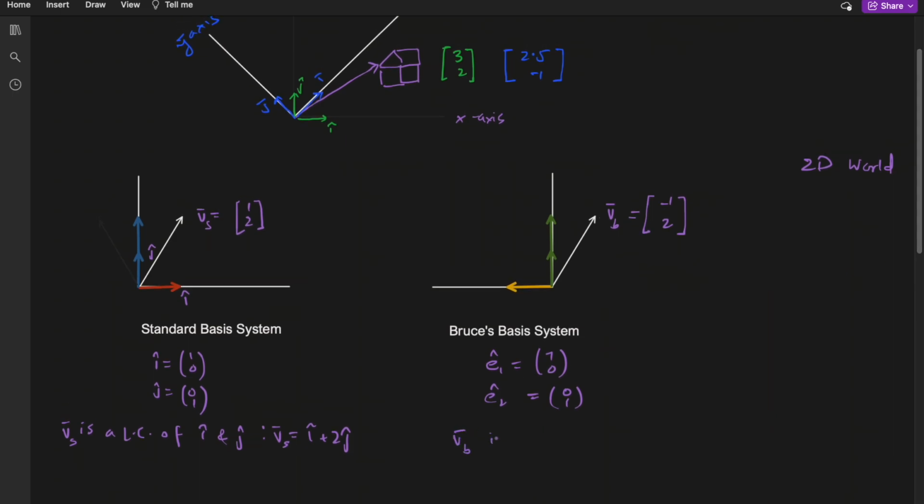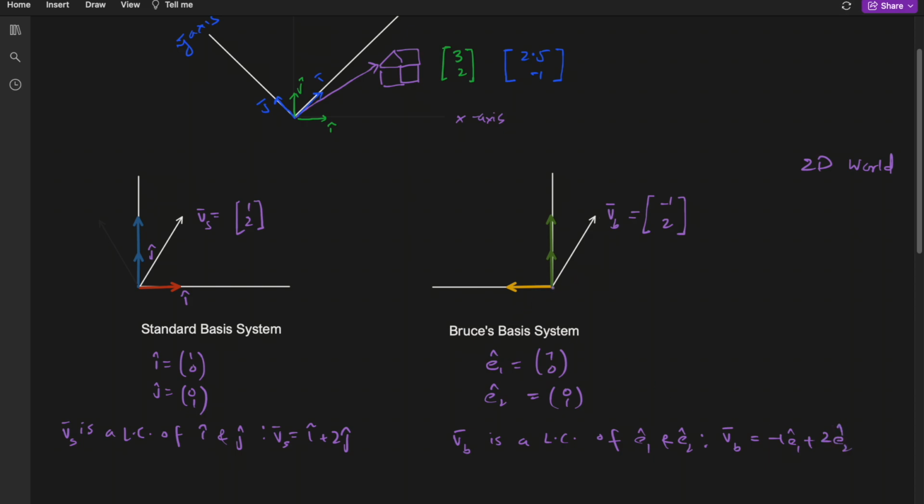The vector VB is nothing but a linear combination of these basis vectors E1 and E2. Right? So I can write VB as, this is how I reach this point VB. I need to move minus 1 in the direction of E1. So it is minus 1 times basis vector E1, plus then I need to move 2 times in the direction of E2. Right? This is how I'm going to move.